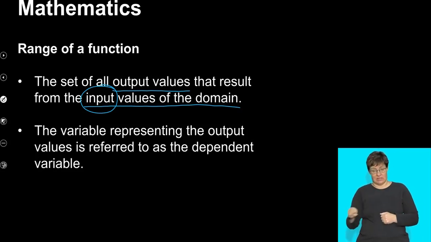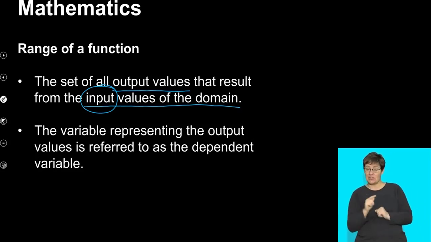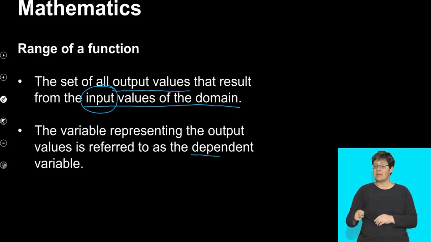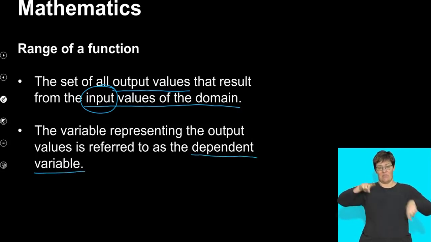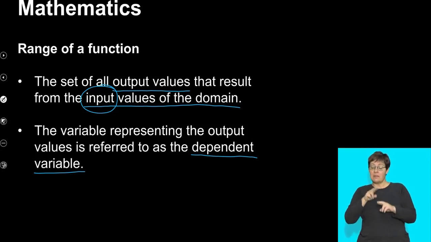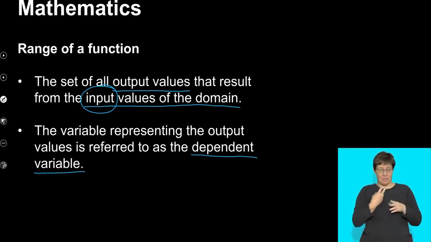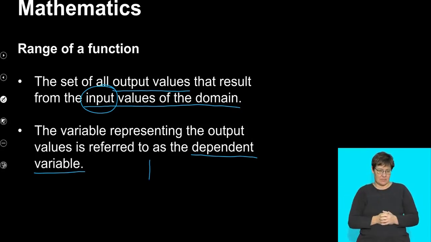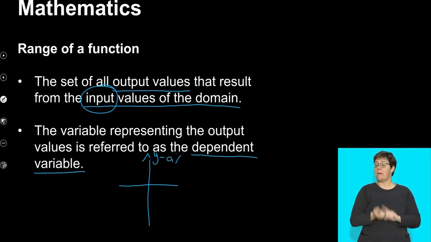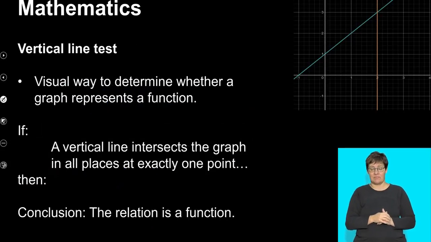And then also the range of a function, we consider it as a dependent variable. Dependent variable because it depends on the input value. For you to get the output, you need a certain variable, which is the input value. And then on the Cartesian plane, we normally find it on the y-axis, which is the vertical axis.